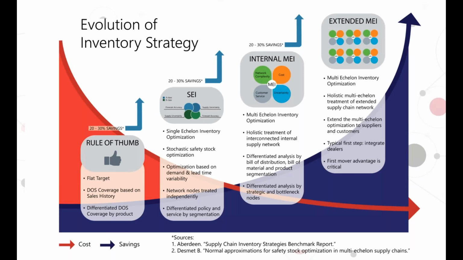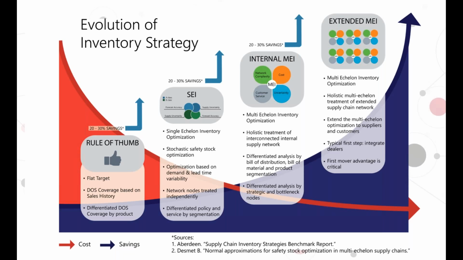Let me share some research with you. People have conducted this research, Aberdeen and Dr. Desmet from Solventure, and published these papers where we find out that if you use rule of thumb based methods, things like a flat target or a days of supply based target, compared to the single echelon methods that we just discussed, there is about 20 to 30% savings.